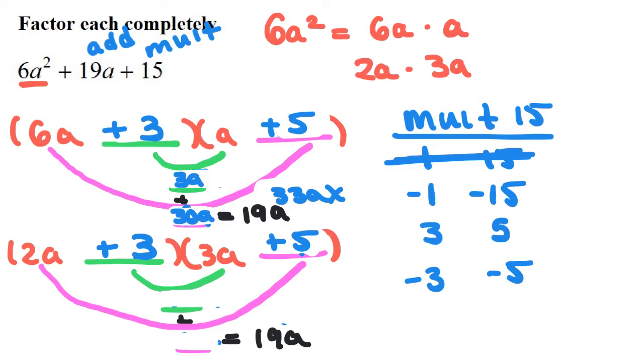So this would be plus 3 plus 5. 3 times 3a is 9a. 2a times 5 is 10a, which gives us 19a. So it works, indicating to us that our factors should be 2a plus 3 and 3a plus 5.